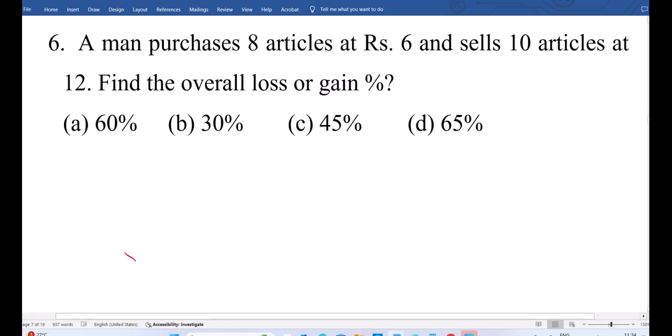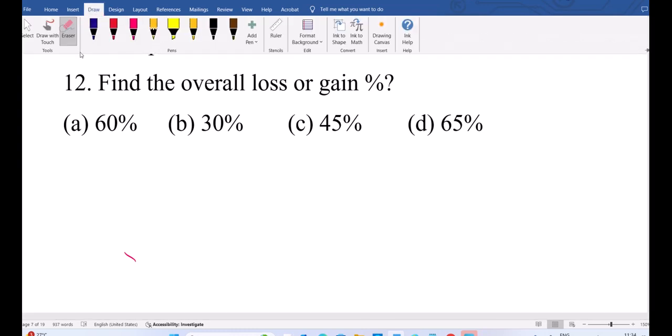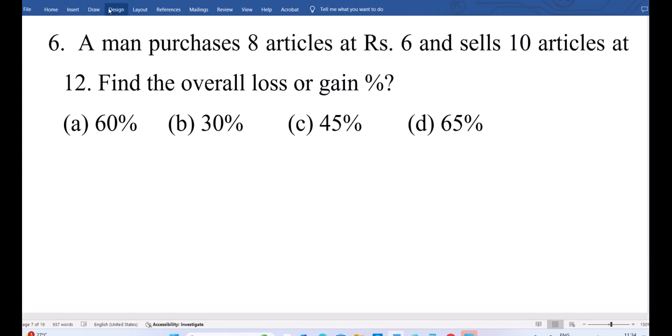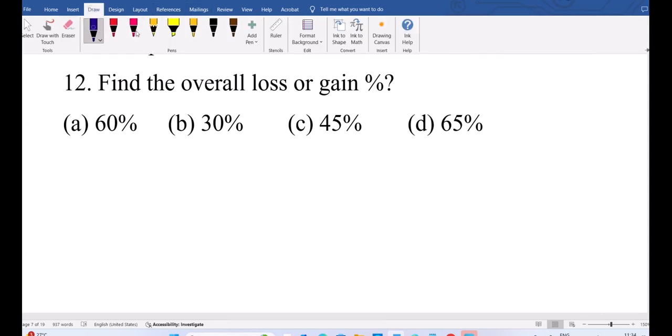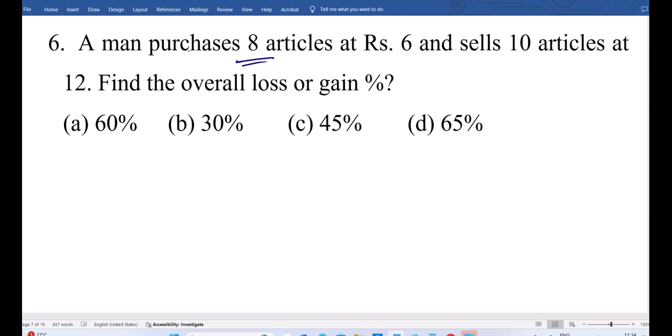Both must be same quantity, means we can convert into one article also. It's your wish. Our LCM for 8 and 10 is how much? LCM is 40. Both can be maintained for 40 also. I said both must be same. Then it's easy for you to do the calculations. LCM for 8 and 10, 40. I had to multiply this 5 with 5.